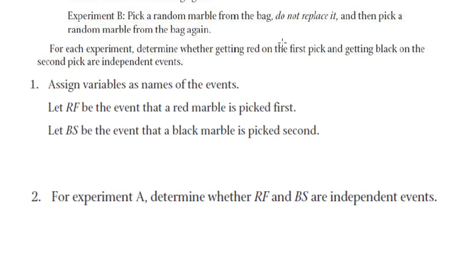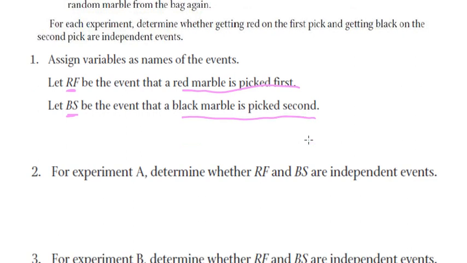So when it asks you to assign the variable names, it's just wanting you to put some sort of variable that's going to reference the situation. So our RF here can be red first, and then BS can be black second. So for experiment A, it's trying to determine whether RF and BS are independent events.